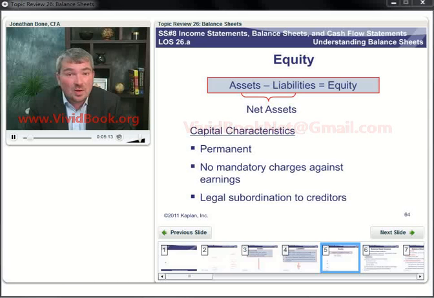It's permanent. So in other words, you wouldn't include redeemable preferred stock within stockholders' equity. Typically, you treat it as debt. There are no mandatory charges against earnings. In other words, dividends are discretionary. The directors get to choose whether to pay them, and for the common stockholders, they get to choose the size as well. And then finally, of course, legal subordination to other creditors. So if the company was to be liquidated, your common stockholders are the last people to get a repayment.